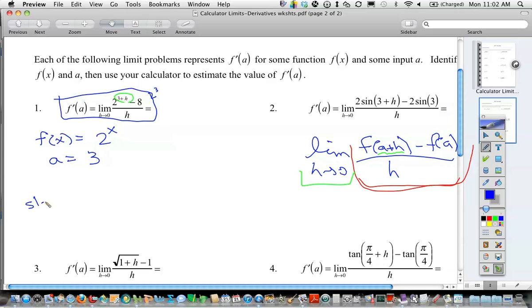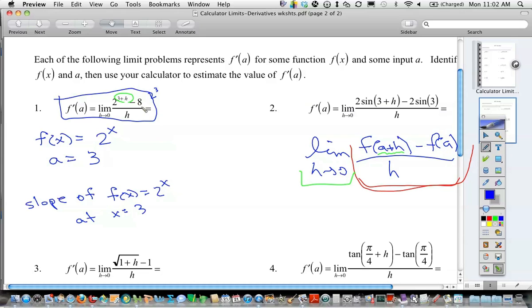It'll be the slope of this function 2 to the x at 3. Now see how we got to be careful here. Not at 0. The limit is h approaches 0, and when we put it in our calculator in a minute, we're going to be interested in 0. But for the derivative piece of it, it's at the a value. So the slope of 2 to the x at x equals 3. Okay, we're going to test this.